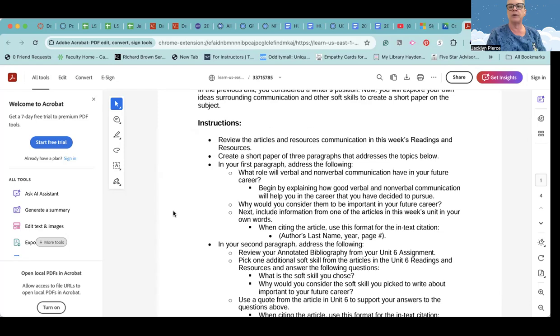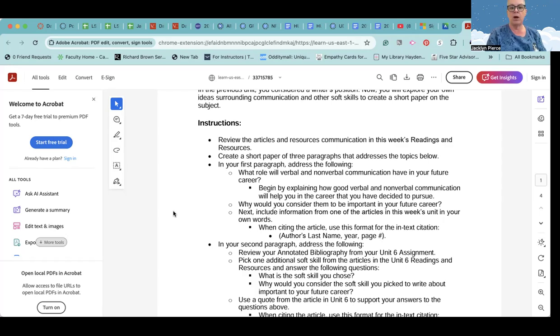This is all about the readings that you've done both this week and previously when we're talking about verbal, nonverbal communication, soft skills, those kinds of things. So the first paragraph will focus on this week and verbal and nonverbal communication in your particular career field. Begin by explaining how good verbal and nonverbal communication will help you in the career that you've decided to pursue. Be specific about your particular chosen career. Why would you consider them to be important in your future career? And you're going to include information from one of the articles in this week's unit.